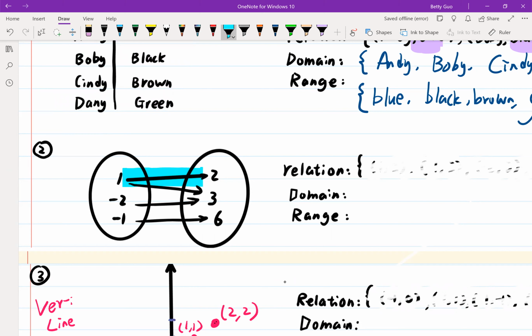You can see the blue arrow from 1 to 2, right? The correspondence from 1 to 2. The green arrow from 1 to 3. The orange one from -2 to 3. The purple one from -1 to 6. So we have 4 arrowheads or 4 correspondences in the diagram.